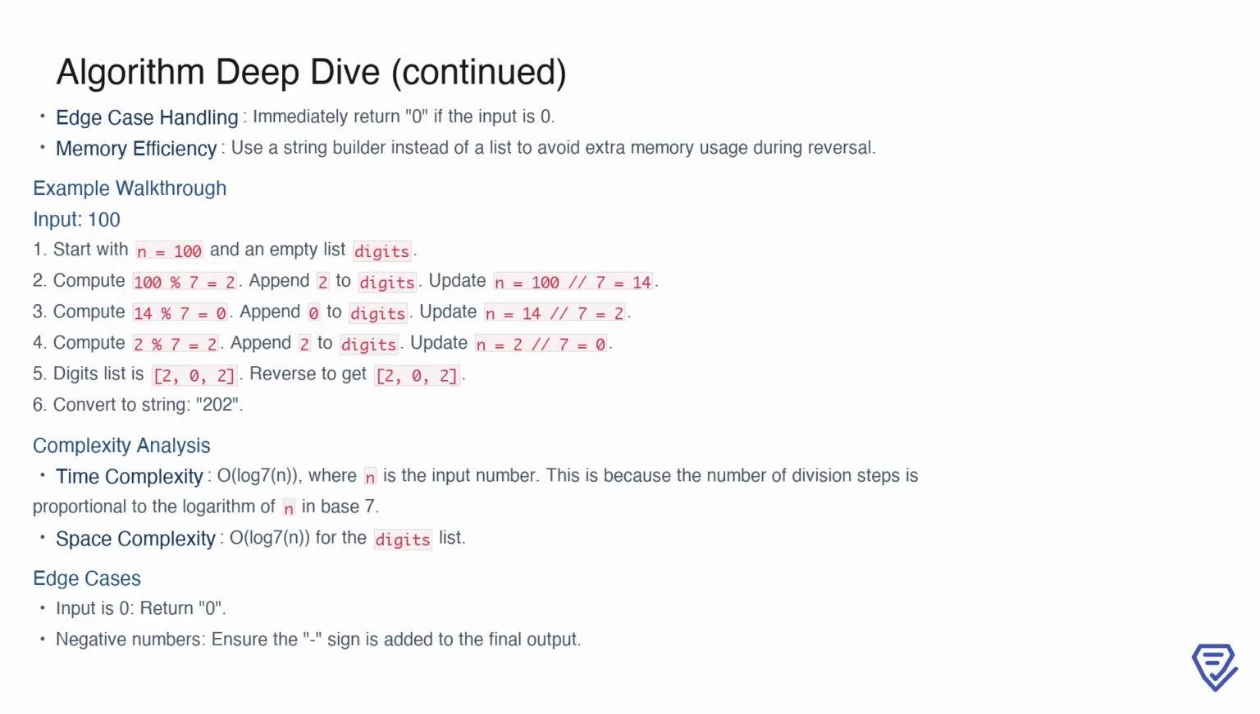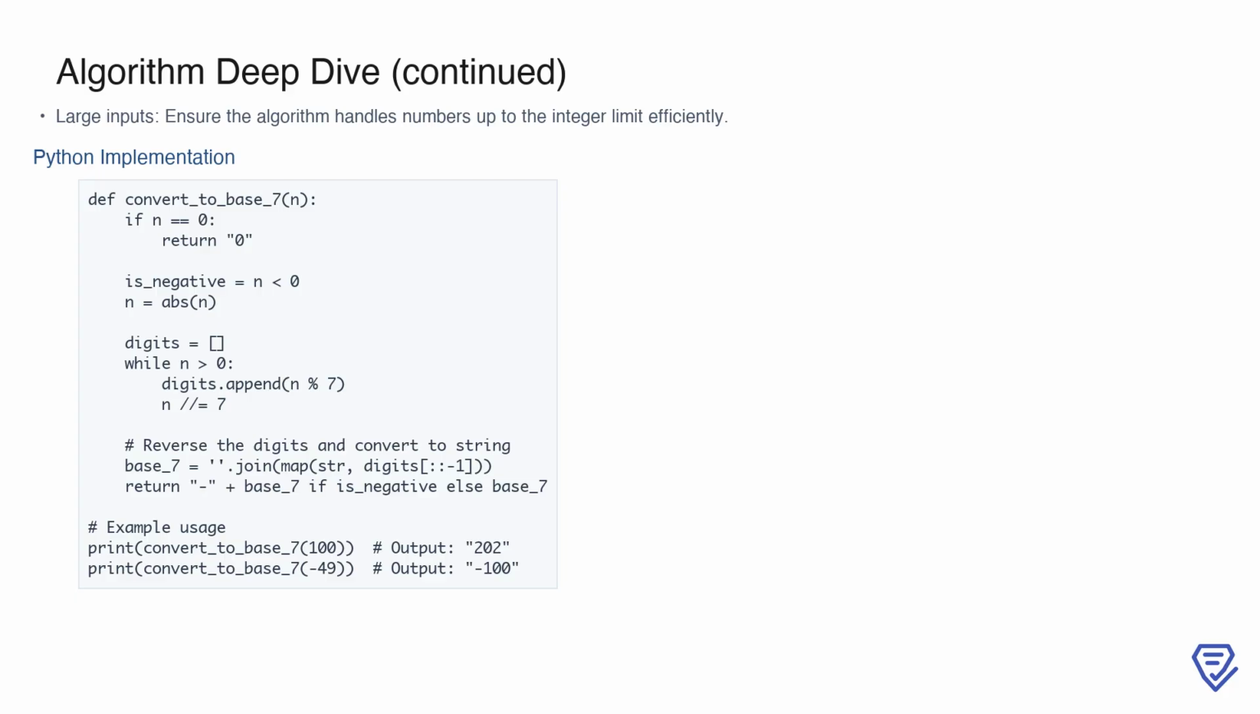The algorithm is efficient, with a time complexity of O(log₇ n), due to the repeated division by 7, and a space complexity of O(log₇ n), for storing the digits. For large inputs, the algorithm scales well as it handles numbers up to the integer limit efficiently.